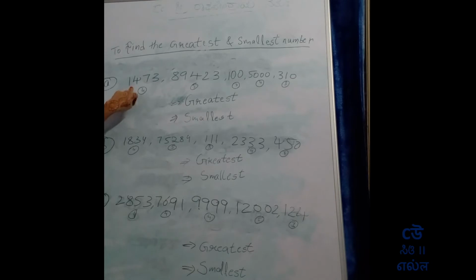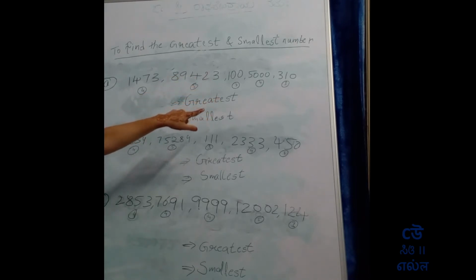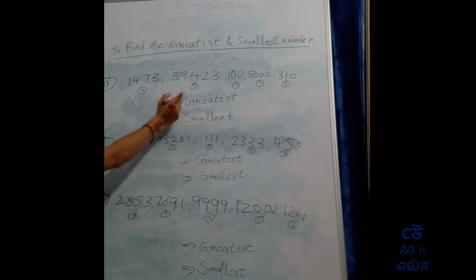In the first number we have 1 2 3 4, 4 digits. In the next number 1 2 3 4 5, 5 digits we have. In the next number we have 3 digits, next is 4 digits, next is 3 digits. Okay, in all these 5 numbers, which is the greatest number of digits we have? That is 5, right? So that is this number, which is spelled as 89,423. Okay, this is done.